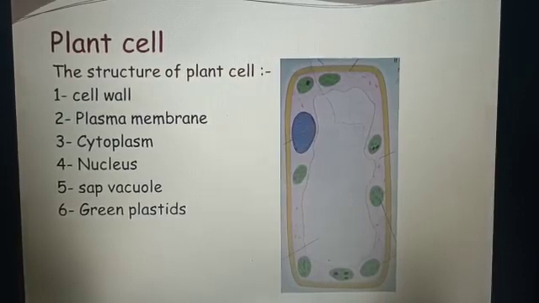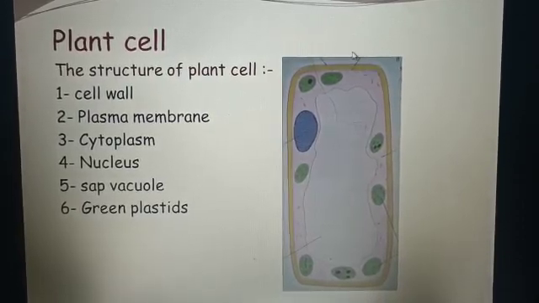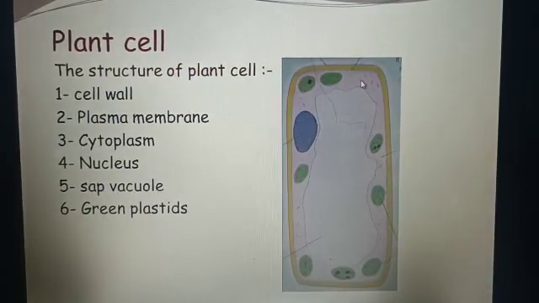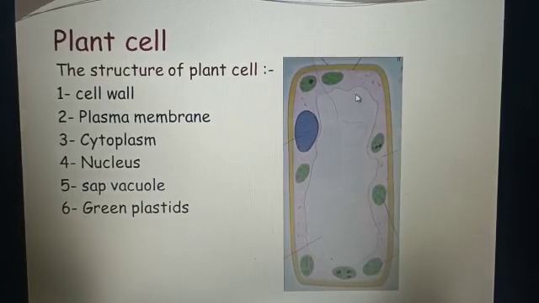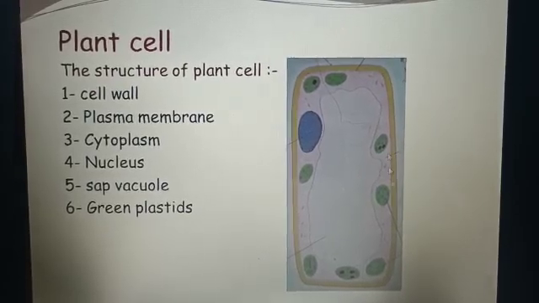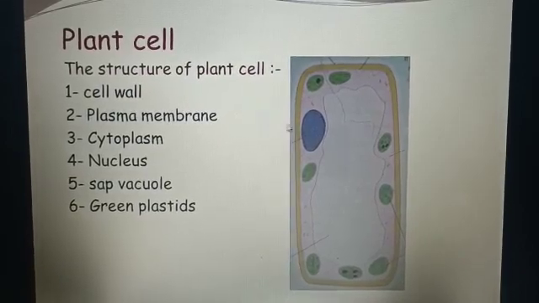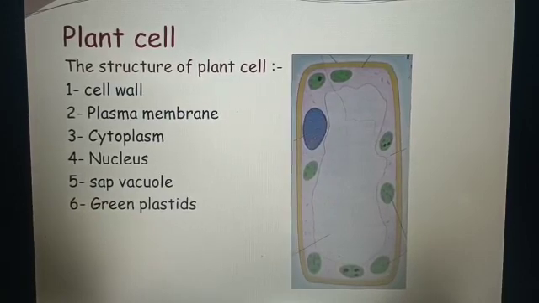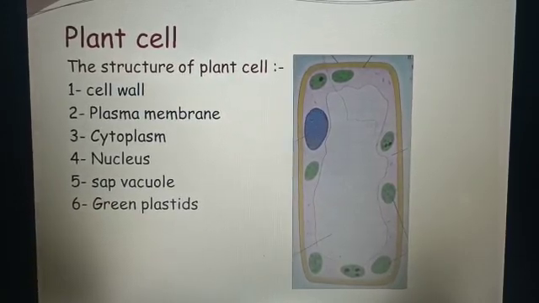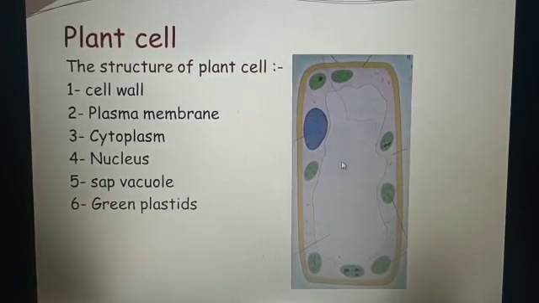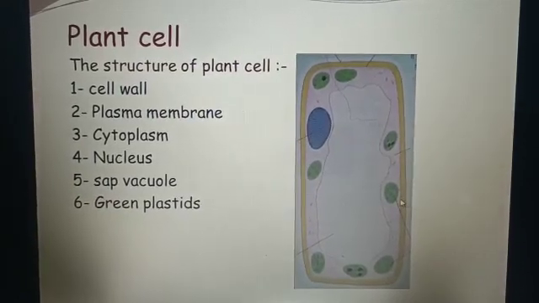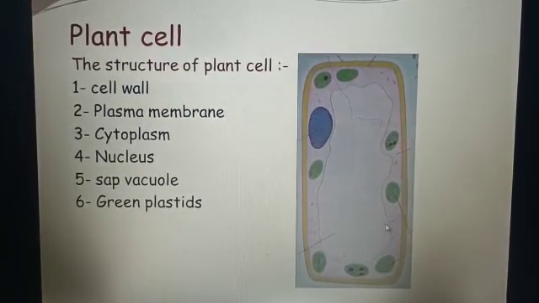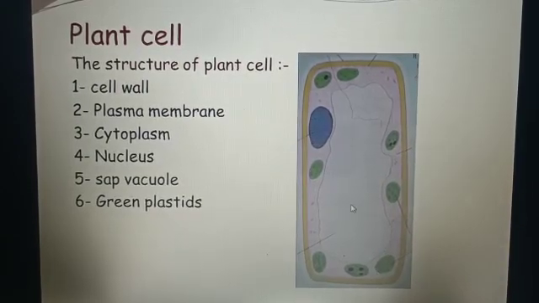After that, we have the plasma membrane. The plasma membrane is the membrane that surrounds the cytoplasm, and it controls the substances that enter or leave the cell. Okay, we have also a vacuole, and we have a nucleus. The nucleus organizes the biological operations of the cell and is responsible for cell division. The last one, we have the green plastid. What is the importance of green plastids in the plant cell? It's responsible for making food by the photosynthesis process.